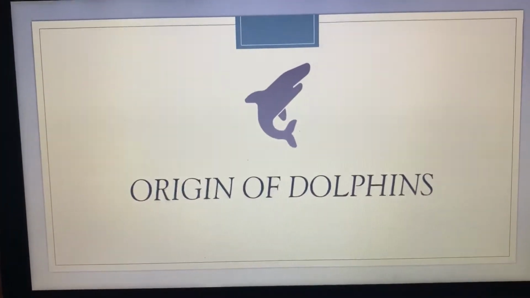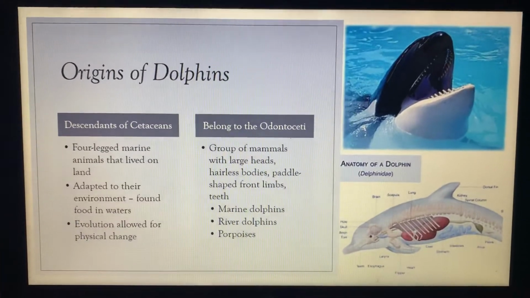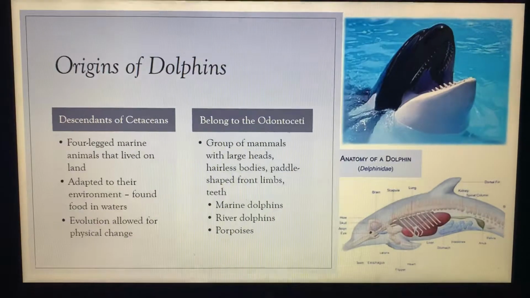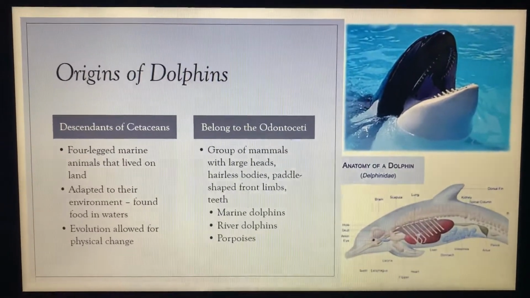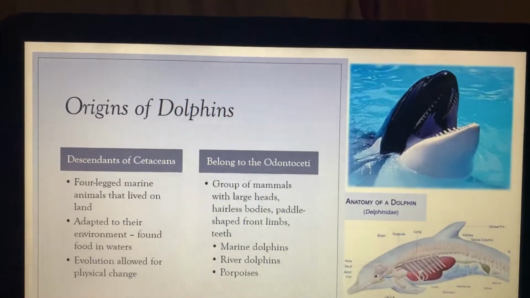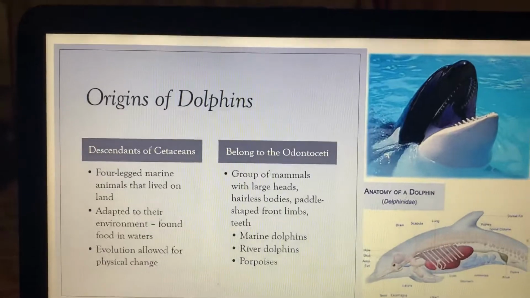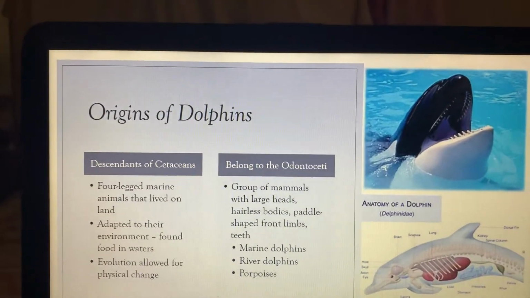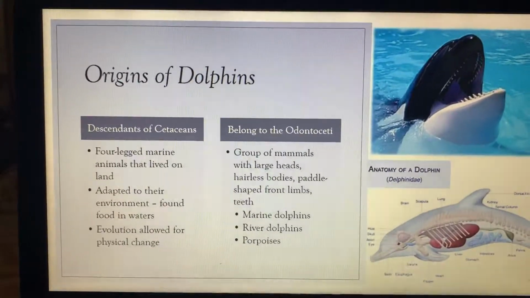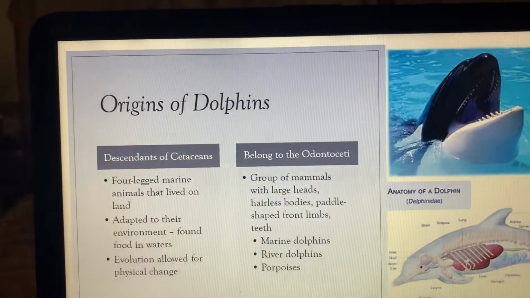The origin of dolphins. So dolphins are descendants of cetaceans. These are 4-legged marine animals that lived on the land. These animals had to adapt to their environment, and that means going into the water to find their food. After a while, an evolutionary change, they began to physically change, and that made them more equipped to being in the water much longer.